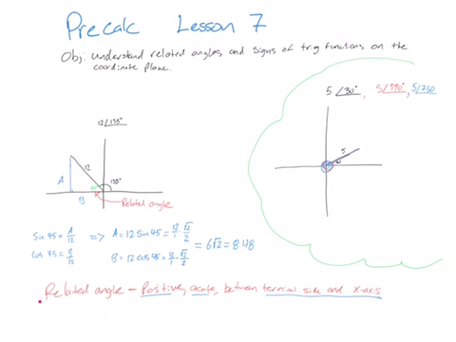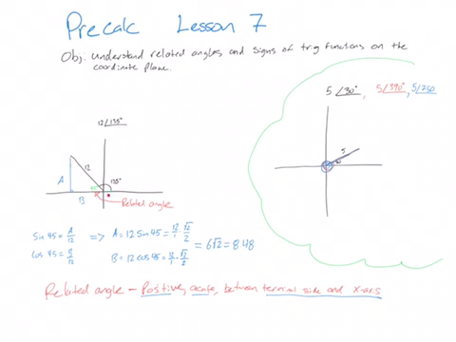But simply spoken, related angles are positive, acute, and they're between the terminal side and the x-axis. Notice this angle here is positive, it's 45 degrees. It's between the terminal side and the x-axis.